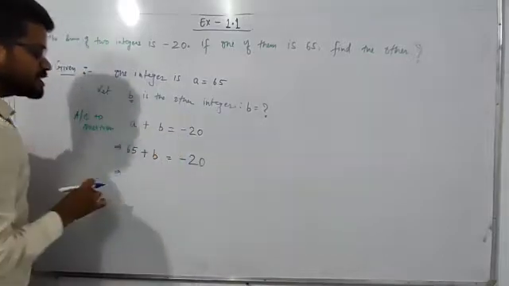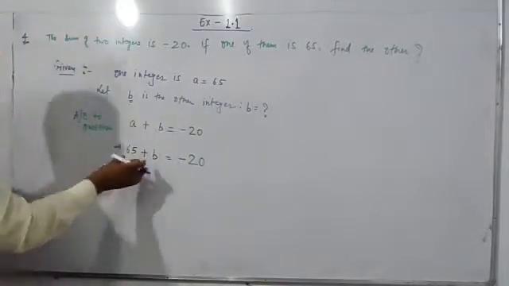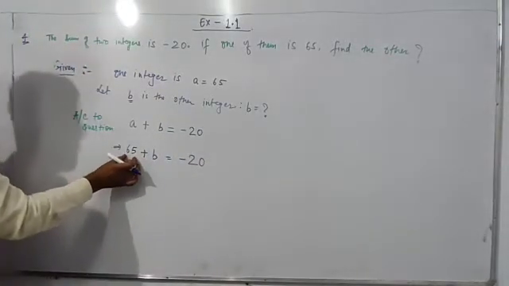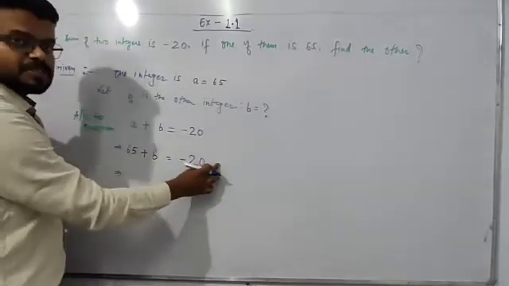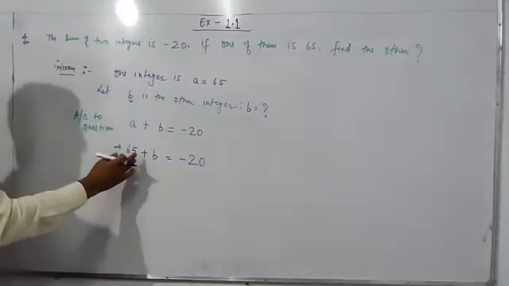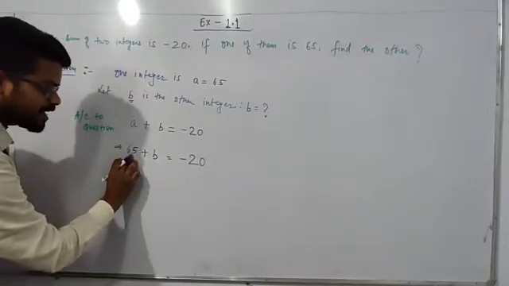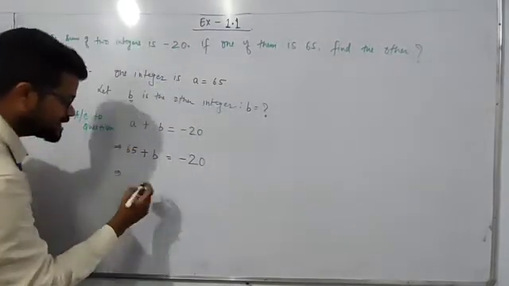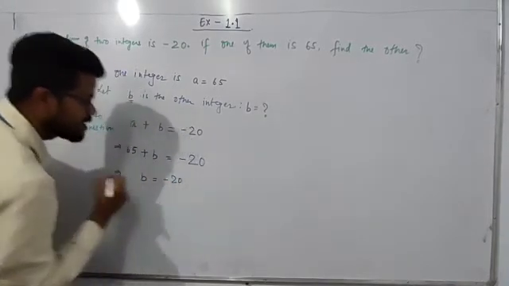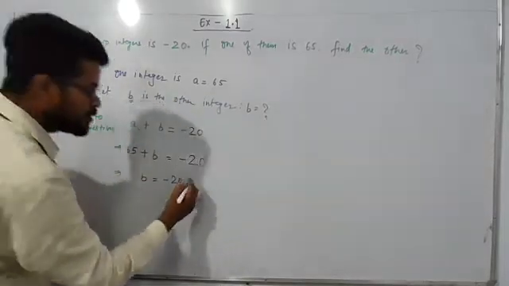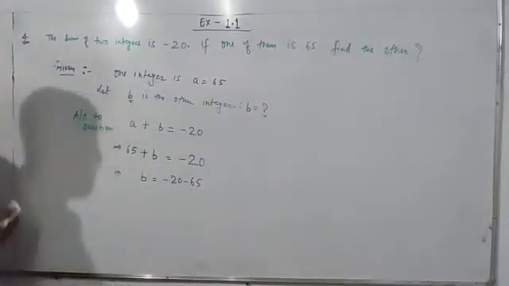Remember always, when this is the left hand side and this is the right hand side, whenever a value goes from the left hand side to the right hand side, the sign of the value will be changed. जब भी कोई वैल्यू लेफ्ट से राइट में जाएगी तो वैल्यू का साइन चेंज होगा. So this is plus 65, and we take it to this side, so b is equal to minus 20, and on this side it becomes minus 65.